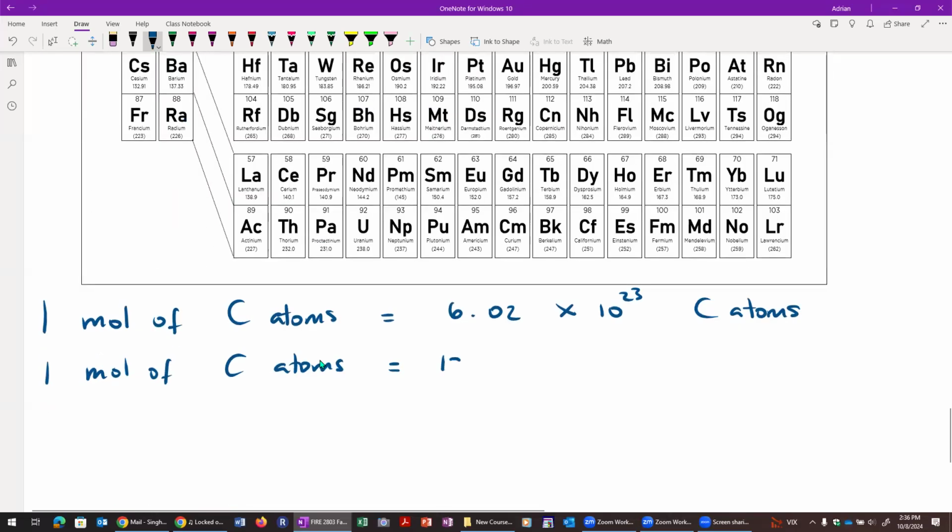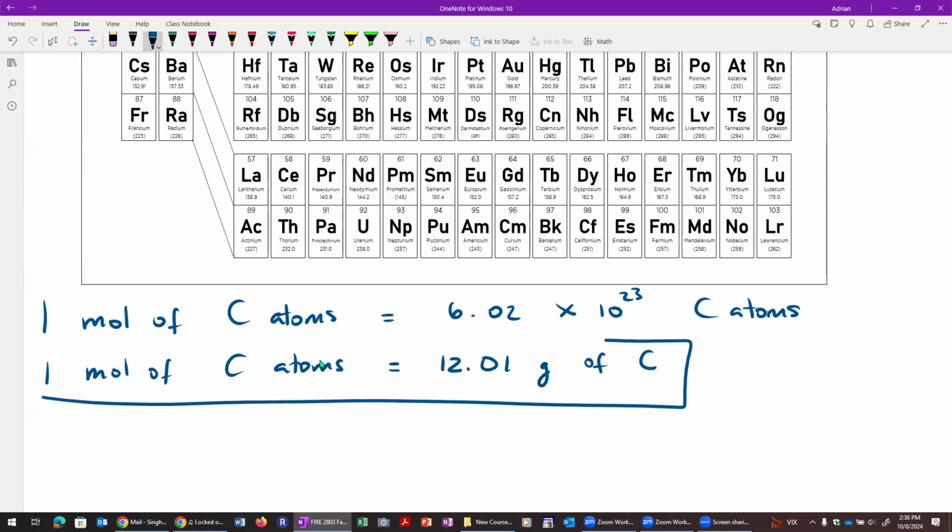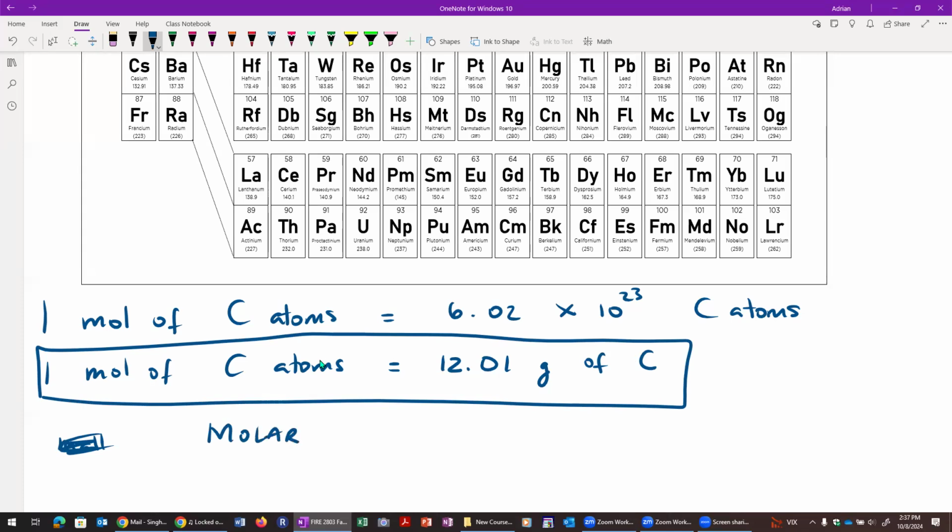But the interesting thing now is that we just changed the units to grams. So a mole of carbon atoms will have a mass of 12.01 grams of carbon. It is that simple. So just by having access to the periodic table, you automatically are going to know what the mass of 1 mole of any of the elements is. And the mass of 1 mole of anything, we refer to that as the molar mass.